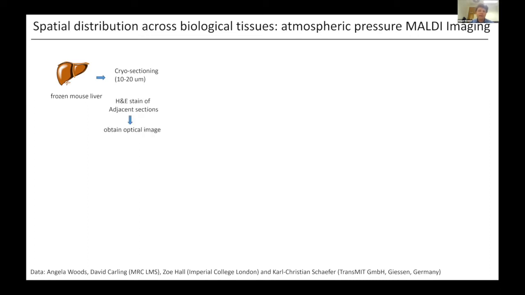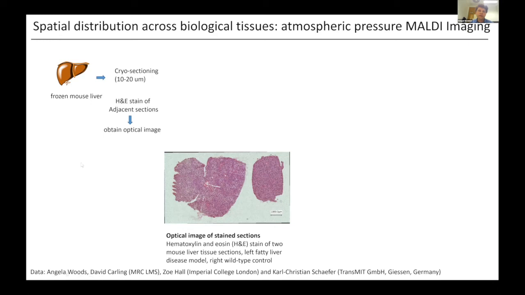And then in addition to performing the MALDI experiment, you would also want to have an optical image. So you could use a hematoxylin eosin stain in order to get some kind of contrast from this tissue. And the example here was essentially mouse liver, where on the left-hand side, this was a model of fatty liver disease, and on the right-hand side, a healthy wild-type control mouse.